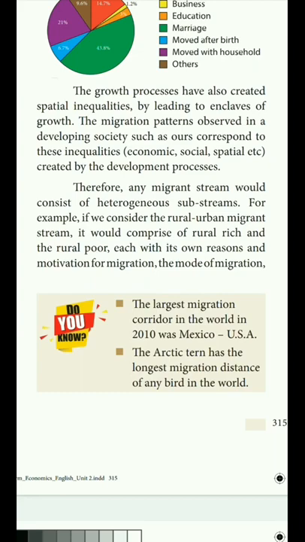Therefore, any migrant stream would consist of heterogeneous substreams. They are different. For example, if we consider the rural-urban migrant stream, it would comprise the rural rich and the rural poor, each with its own reason and motivation for migration, the mode of migration, the outcomes or consequences of migration, etc. See, in rural areas, there are poor and rich.